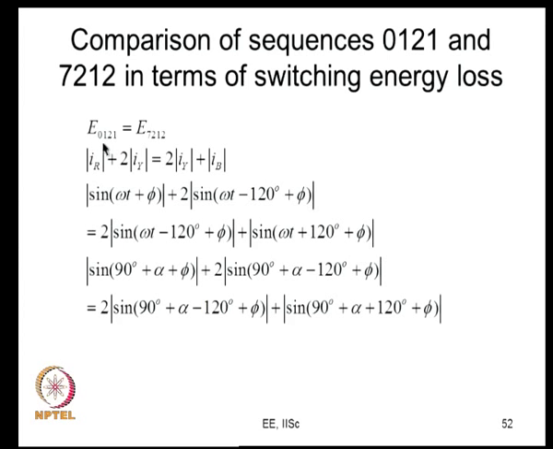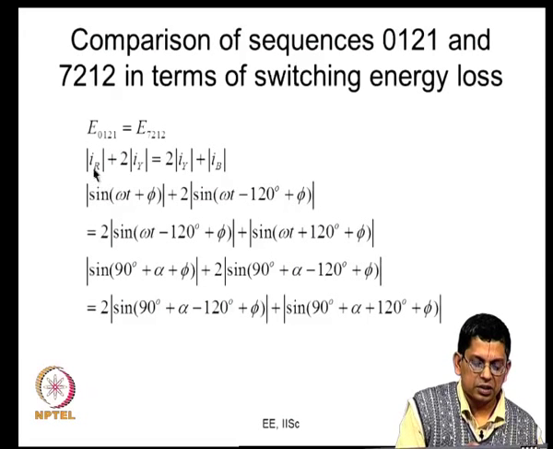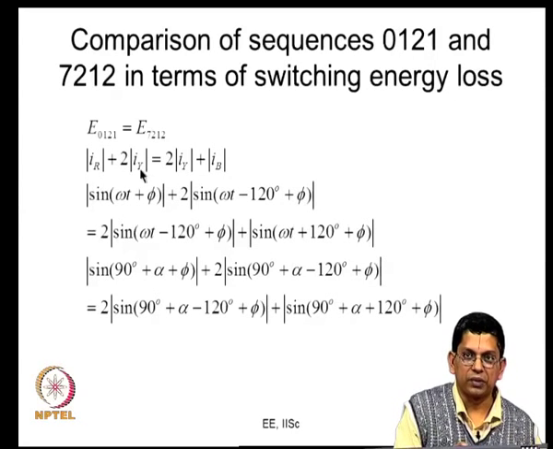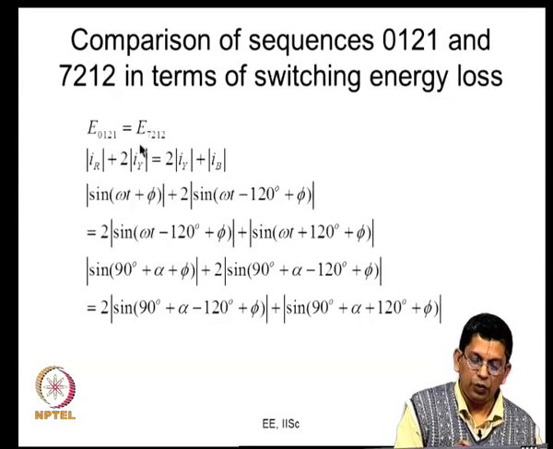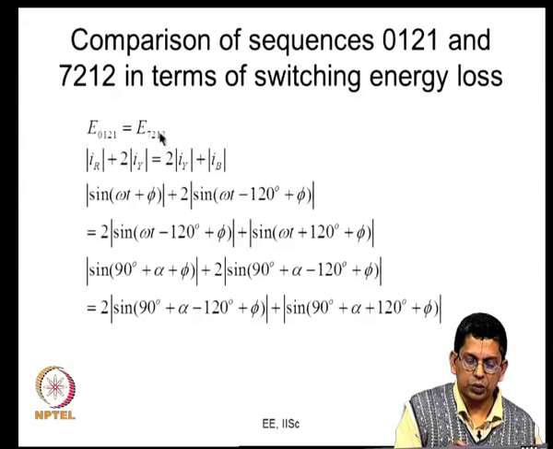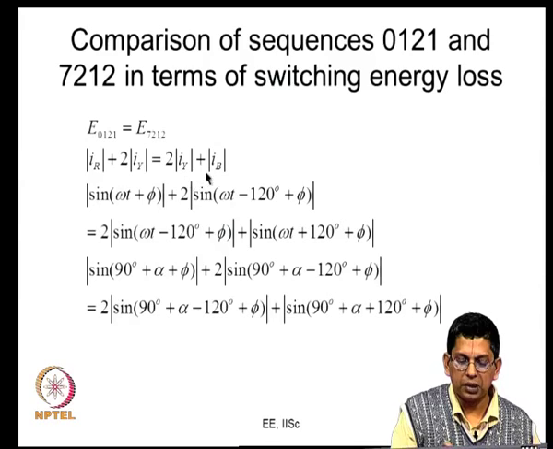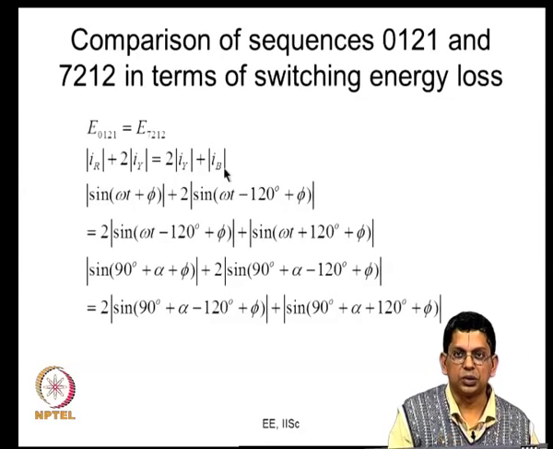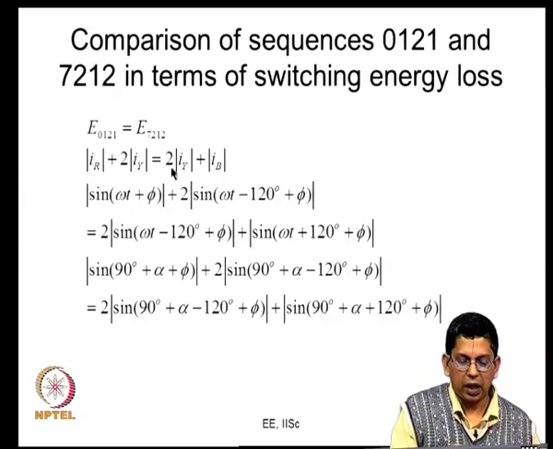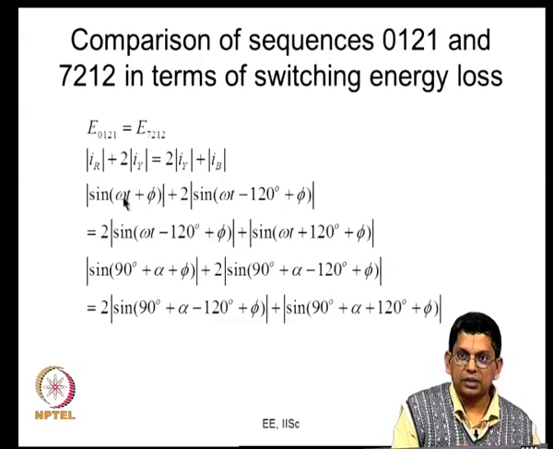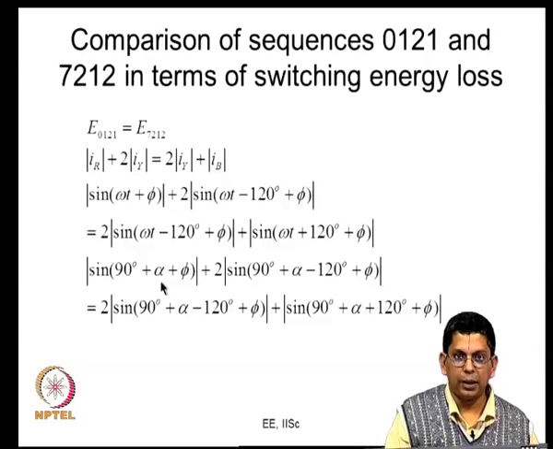What happens? 0 1 2 1, R phase switches once. So, the energy loss is given by IR plus 2 times IY, because Y phase switches twice, IB does not switch. If you take E 7 2 1 2, Y phase switches twice. So, this is proportional to 2 times unsigned value of IY plus IB, here R phase does not switch. So, you know the expressions for IR, IY and IB. So, you can put in those expressions, and we are looking at sector 1, therefore, omega t is equal to 90 plus alpha.